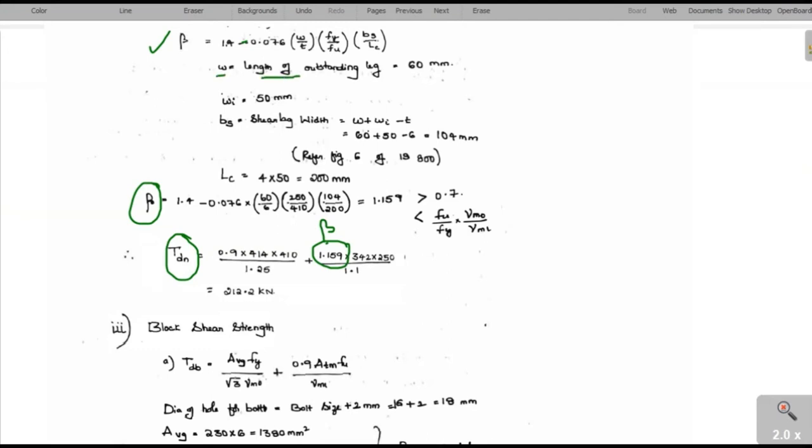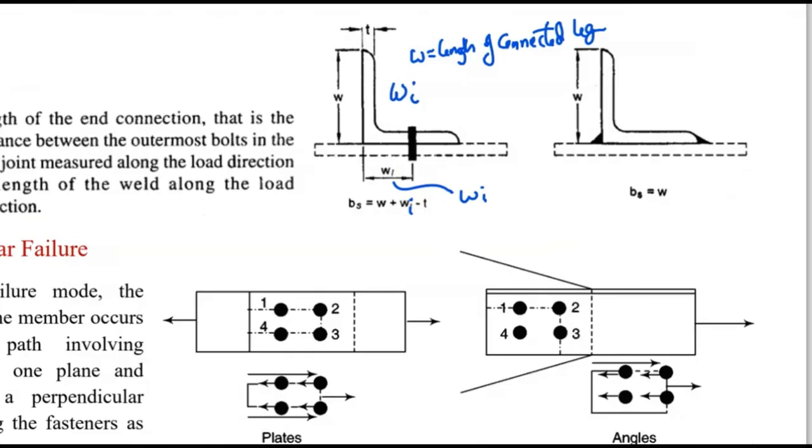W is equal to the length of the outstanding leg, right? So this is the outstanding leg of the angle section, which is 60 mm. So 60 mm, and Wi is equal to 50. What is Wi? Let me show you in this figure. Wi is the distance from the root of the leg to the bolt section. Where the bolt is fixed, this is the outstanding leg. I mean, this is the connected leg, right? Connected legs can be horizontal or vertical. Okay, don't worry about them.